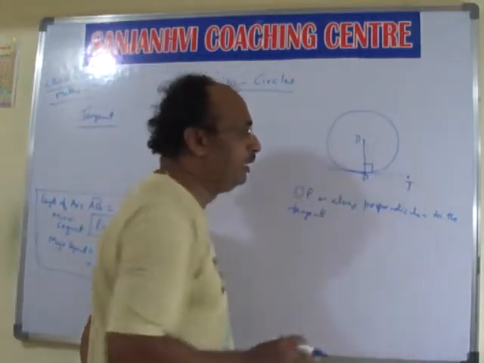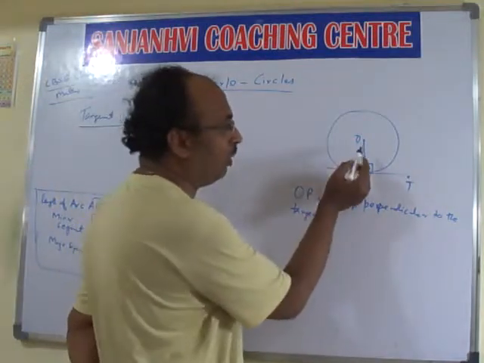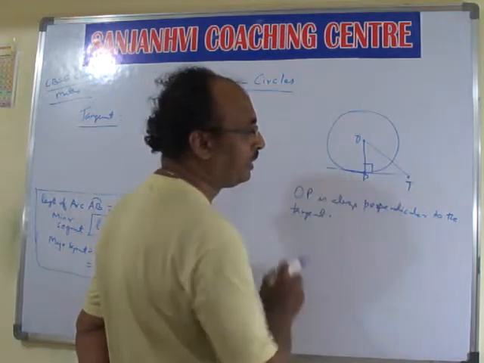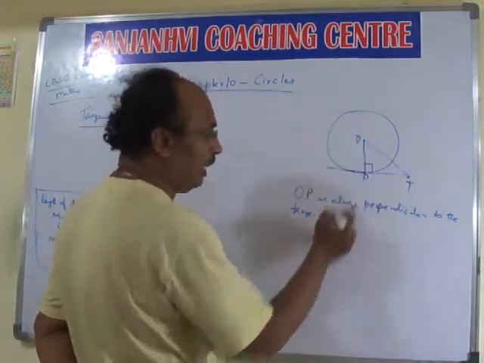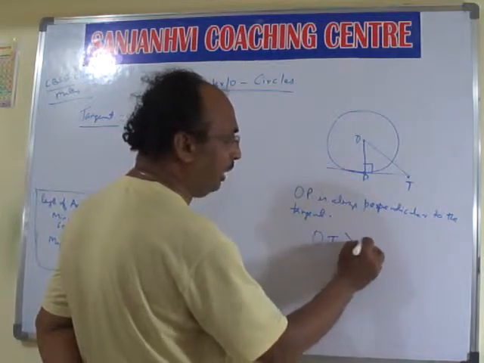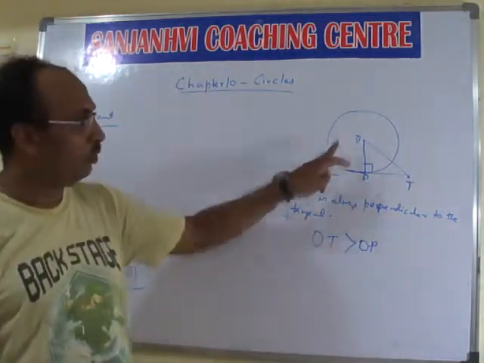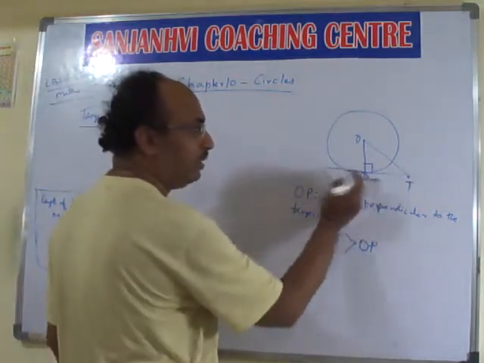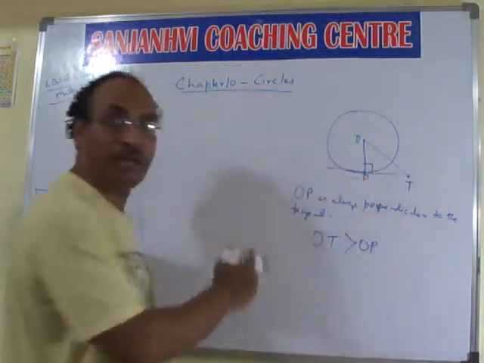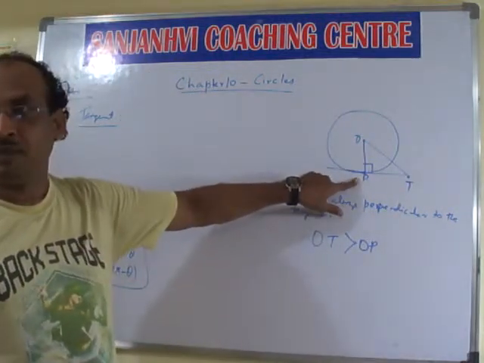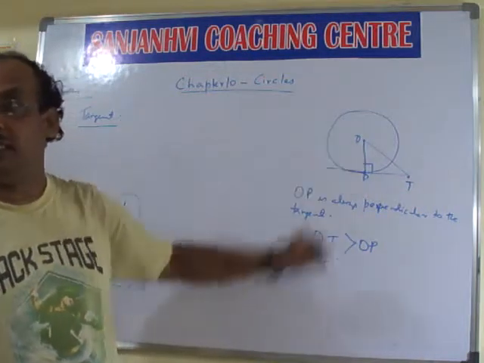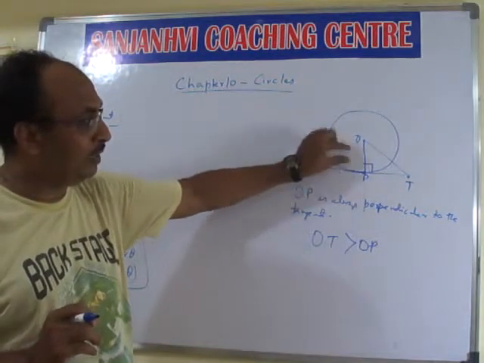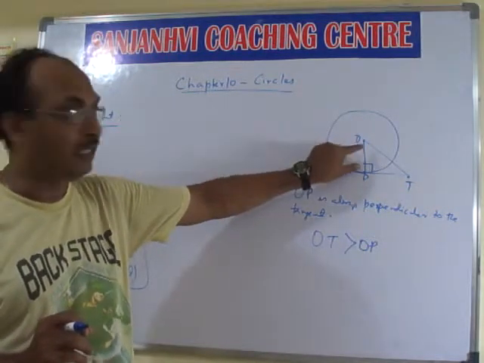So how is it proved? Suppose you join this line OT. Now you find that OT is greater than OP. OT distance is greater than OP. So if you reduce this distance from T and come back to P, this OP will be the shortest distance between O and the tangent.